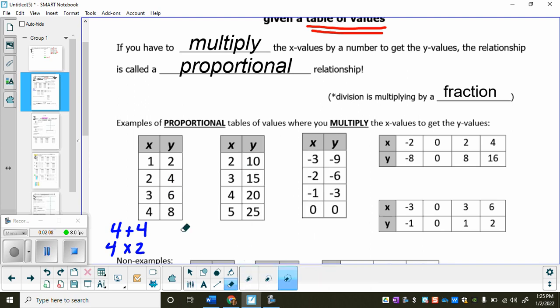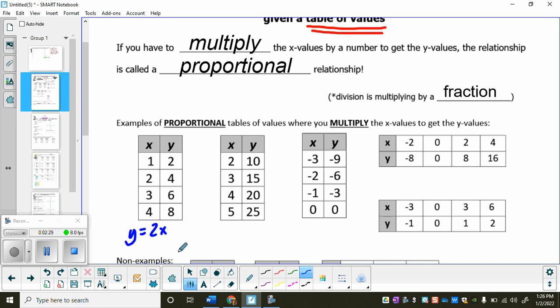So let me erase this real quick. Cool. So what we're saying is take each of these x values, take the x, and multiply it by 2. If I do 4 times 2, I get 8. If I do 3 times 2, I get 6. 2 times 2, and so on. And so each of these y values, I get it by saying 2 times the x.